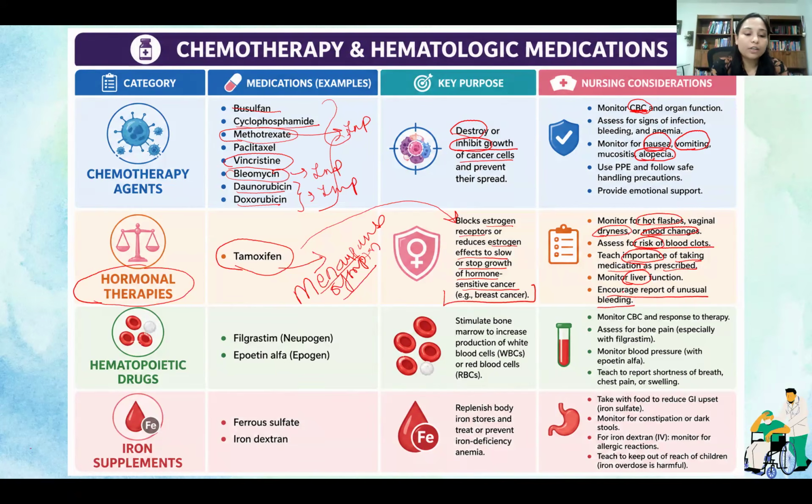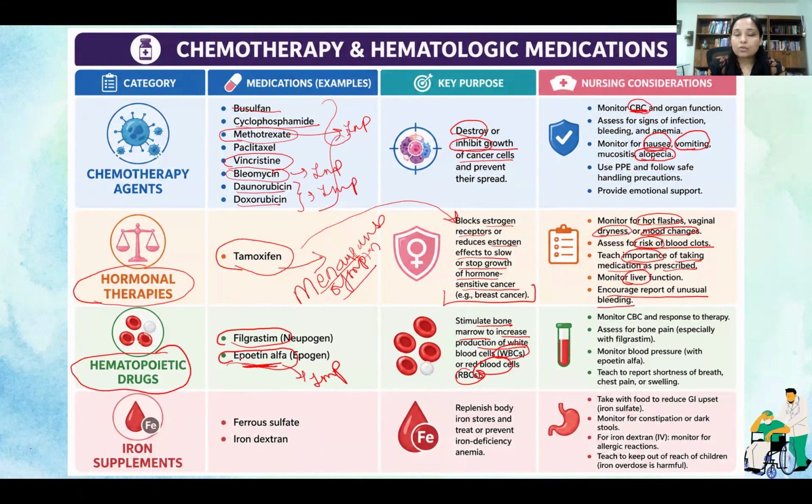Another group that we have is hematopoietic drugs. As we know, chemotherapeutic drugs suppress the bone marrow, because of that RBCs decrease, and with decreased RBCs the patient develops anemia. So sometimes we need to give hematopoietic drugs from outside to stimulate the bone marrow to increase the production of white blood cells and red blood cells. The common medication used is epoetin alpha. This is important for your exam. The other one is filgrastim, but the most commonly used is epoetin alpha.